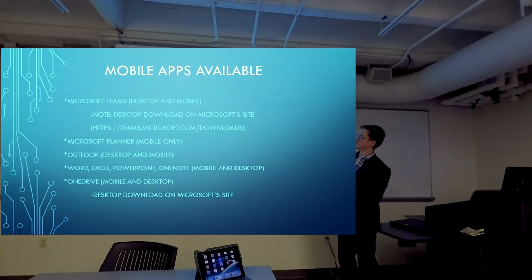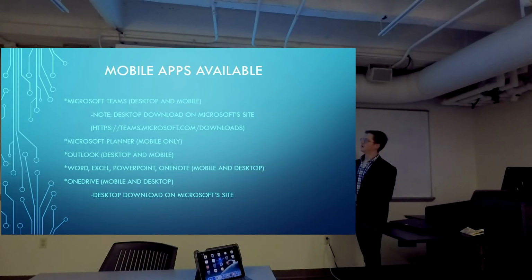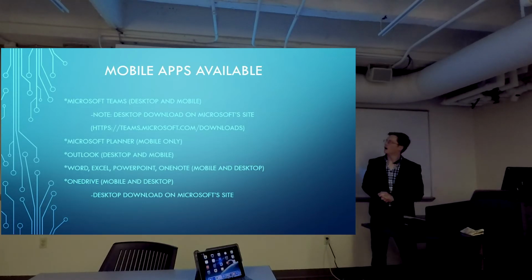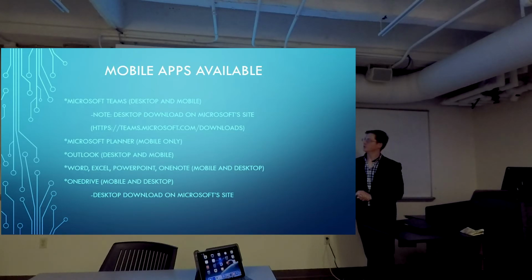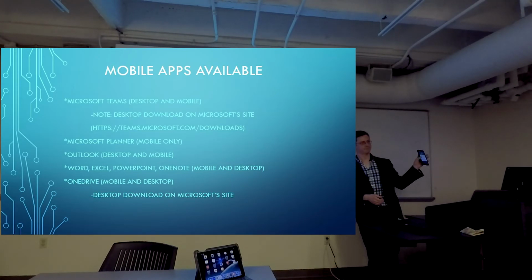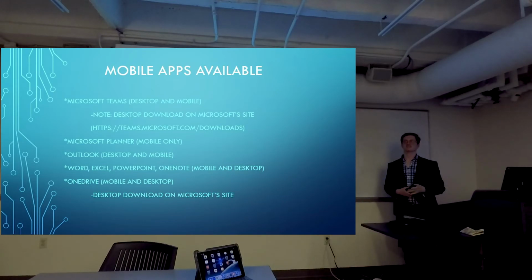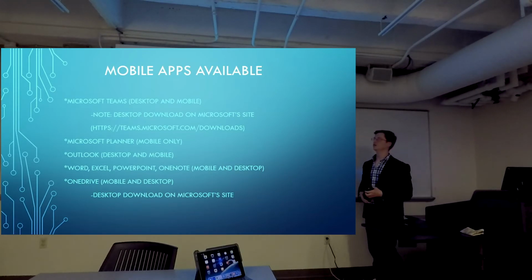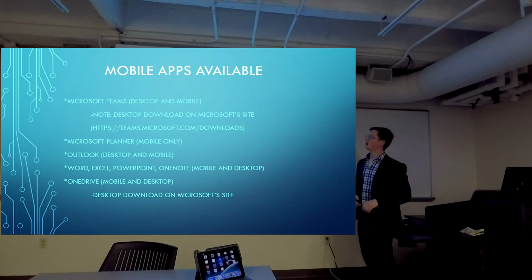Microsoft Teams is for desktop and mobile. Note that for the desktop download, you have to basically just do a Google search for Microsoft Teams download. Microsoft Planner is mobile only. That's also available for your phone. So as soon as I was assigned a task, I also got a notification right there. So there's a mobile app available for Planner.